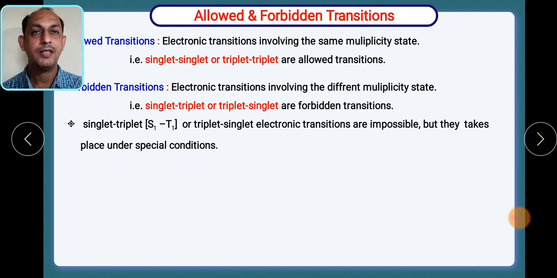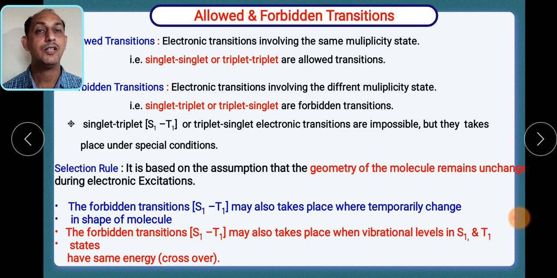it's not like that forbidden transitions are impossible, it is not that they cannot happen at all. But if you change the condition, that is also possible. Forbidden transition means S1 to T1 or T1 to S1, it is possible in case of a special condition. For that we have a selection rule. It is based upon the assumption that in case of the forbidden transition, the geometry of the molecule remains unchanged, the geometry should remain the same. In that case also that is possible. S1 to T1 may also be possible where there is a temporary change. So when this forbidden transition has only a temporary change, in that case also that particular transition is possible.